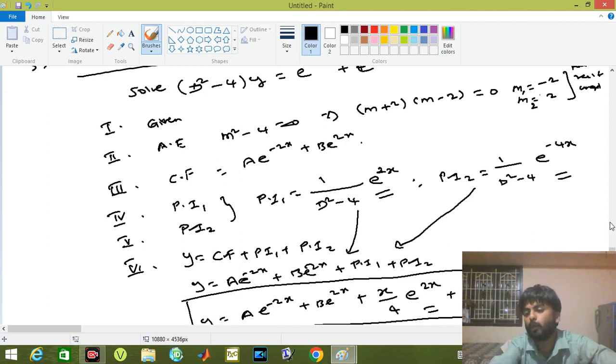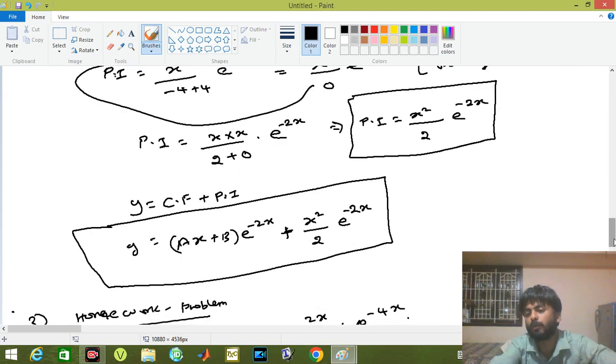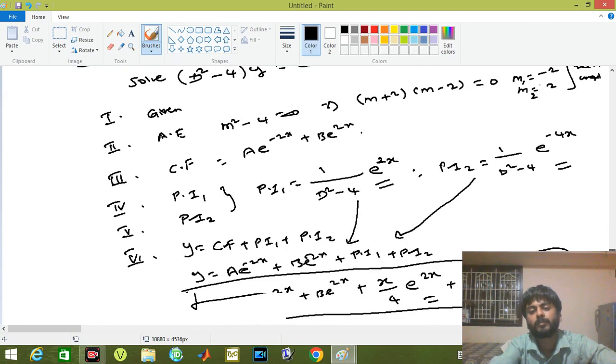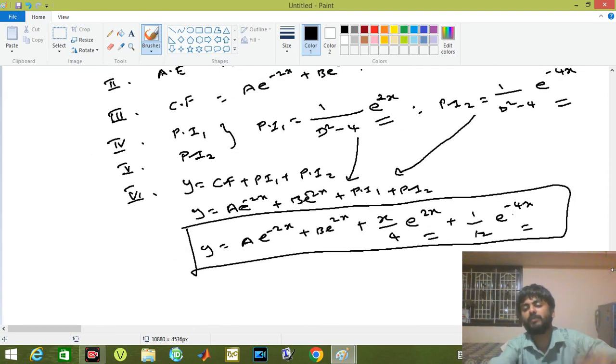Okay, I hope you all understood the problem and the concept of the second order linear differential equation when you have the right hand side as e power of ax. Okay, e power of ax.